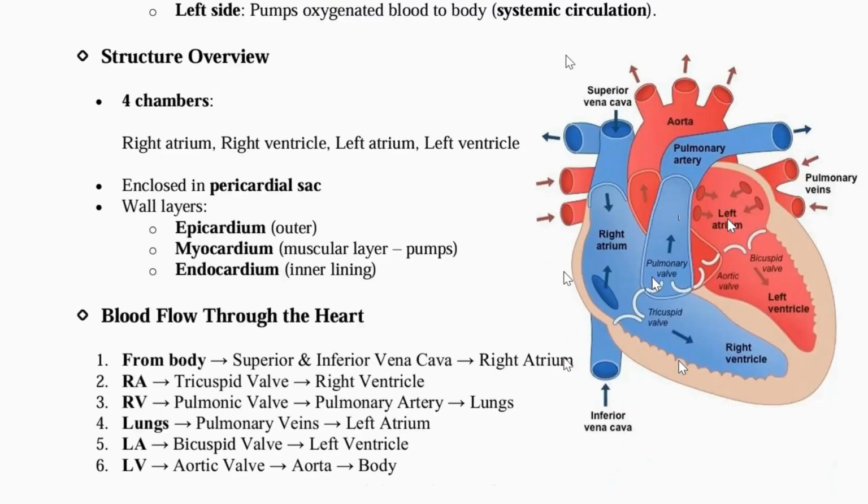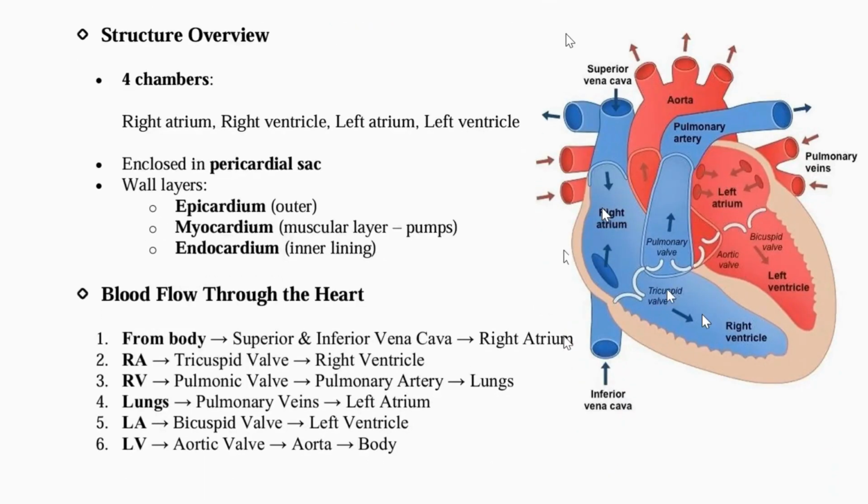Structure: we have 4 chambers, 1, 2, 3, 4. Right atrium, left atrium, left ventricle, and right ventricle. Enclosed in a pericardial sac. Walls are 3 layers: epicardium, which is the outer; myocardium, which is the muscular layer and pumps; and the endocardium, which is the inner lining. Blood flow through the heart.